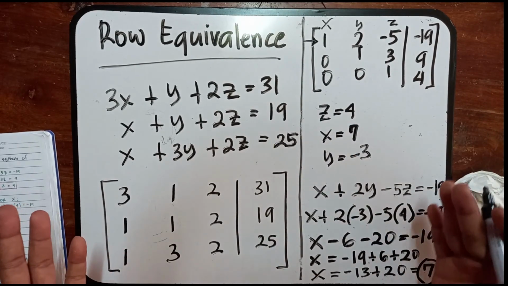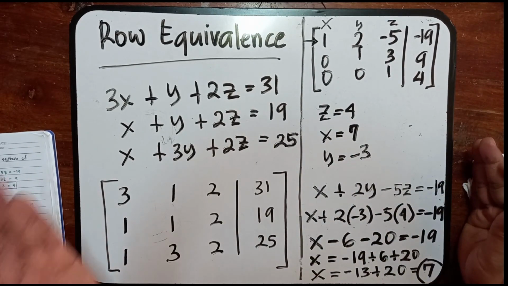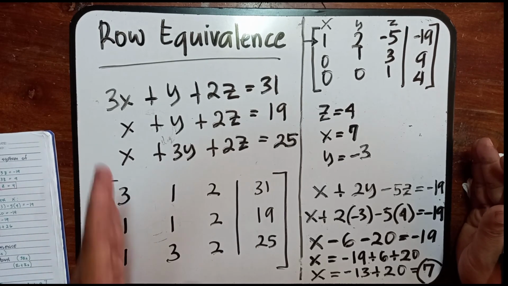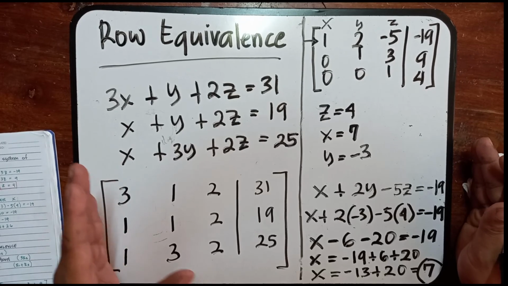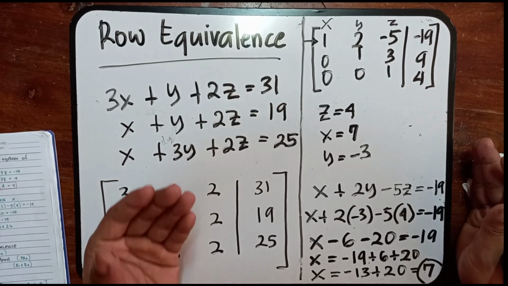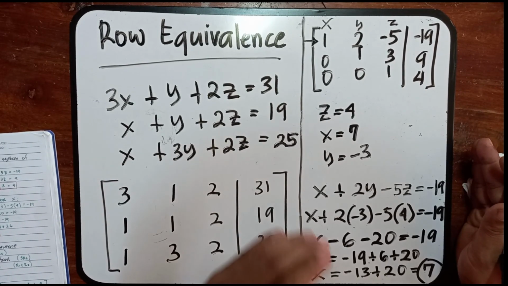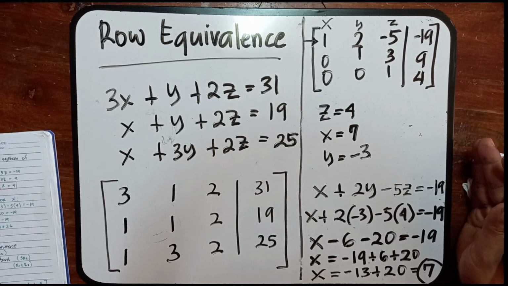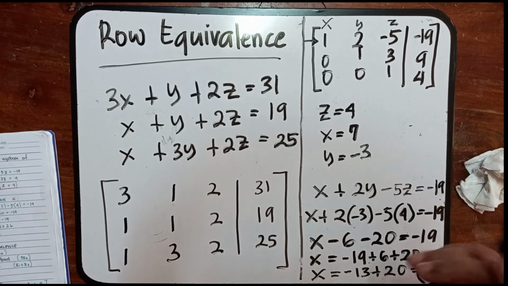So with this example that I gave you, we were able to create the big picture of a system of equations: applying row equivalence, and then from the result of row equivalence we transform that into a system of equations again, and then we solve for the missing variables, and those are x, y, and z. And that's all for this video, and see you in the next lectures.